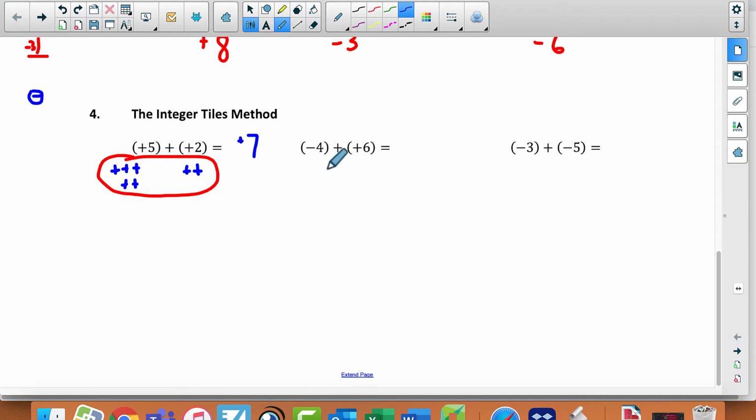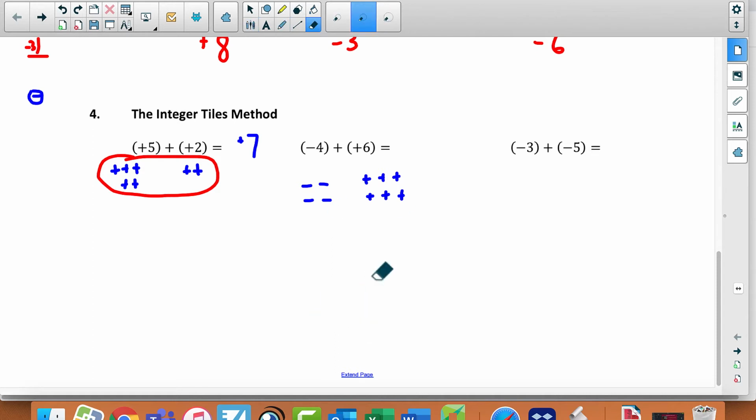Okay? This one, negative 4. So 1, 2, 3, 4, and then 6 positives. 1, 2, 3, 4, 5, 6. Okay, here's the key to this whole method. What happens if you have a negative and a positive? A negative and a positive cancel out. They make 0. Right? If you have negative 1 and plus 1, it cancels out, you get 0.